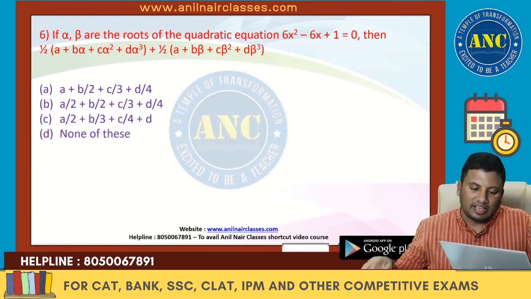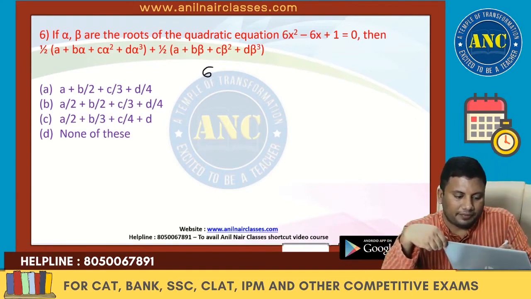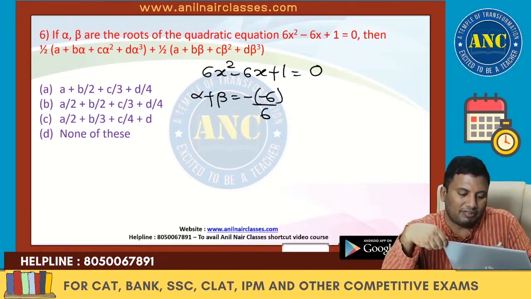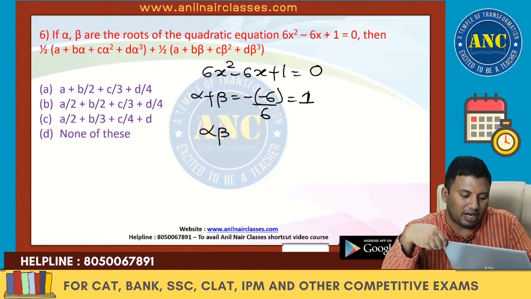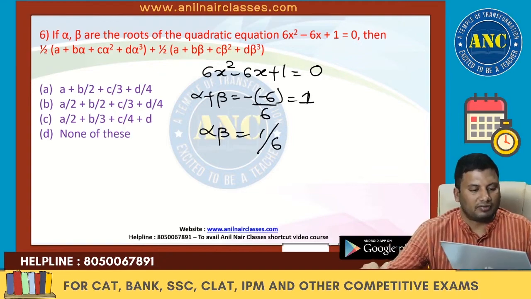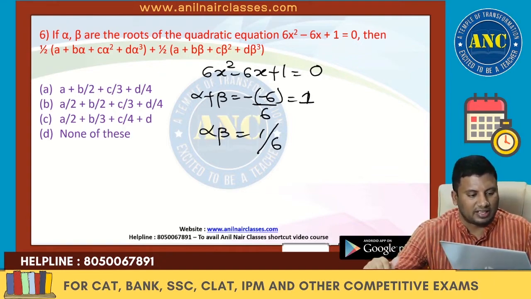Now, 6x square minus 6x plus 1 equivalent to 0. Alpha plus beta, which is nothing but minus b by a, minus of minus 6 by 6, which is nothing but 1. Product of the roots, which is nothing but 1 by 6.